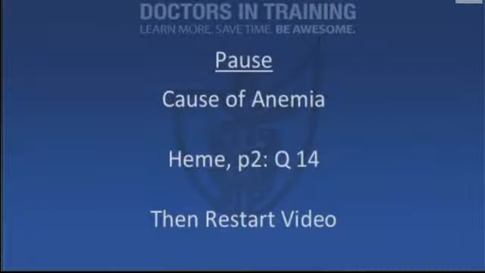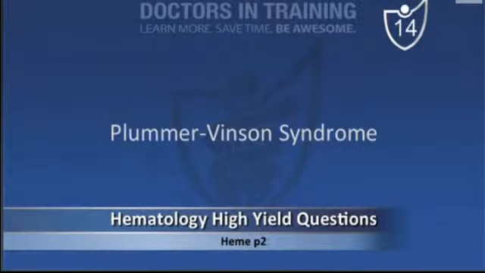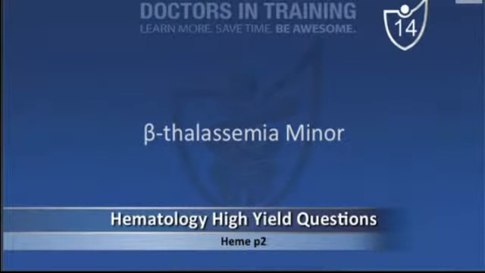All right, let's take a look at page 2 of your handout. Go ahead and answer question number 14, and then we're going to go through that answer together. So number 14, first bullet, microcytic anemia with swallowing difficulty and glossitis. This is classic for Plummer-Vinson syndrome, which is associated with iron deficiency anemia. Microcytic anemia with greater than 3.5% hemoglobin A2. This is beta thalassemia minor.